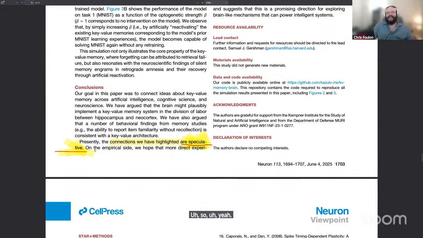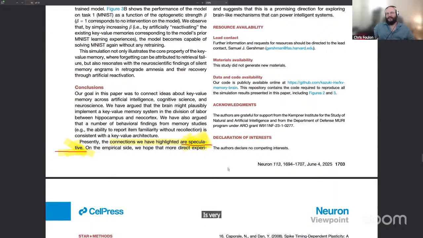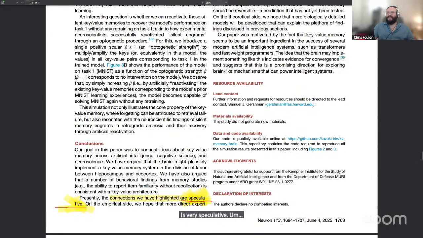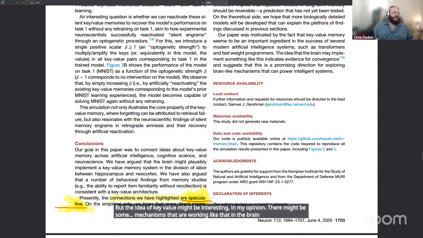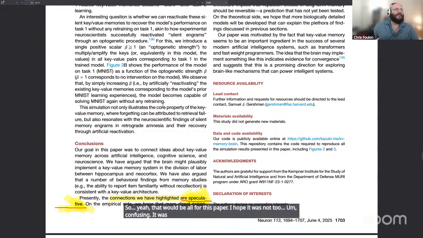Yeah, and I highlighted that the connections between neuroscience and machine learning that they propose here are very speculative. At least they acknowledge that, so that's good. I think it is very speculative, and I think they got a little bit too deep in the match between the two. I'm not sure I actually agree with that. But their idea of key value might be interesting, in my opinion. There might be some mechanisms that are working like that in the brain. I think the example that they chose is too specific. So yeah, that would be all for this paper. I hope it was not too confusing. It was confusing for me to read it.